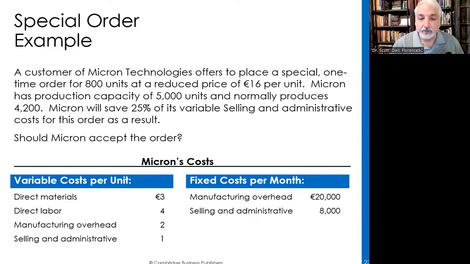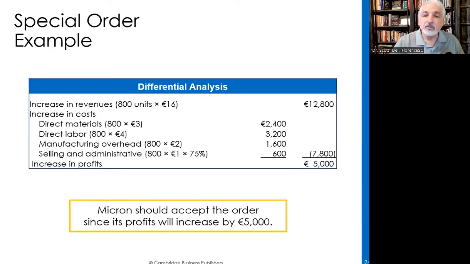So we go back and say materials, labor, overhead, selling and admin. Yep, that's all the same, 10 euros. Same manufacturing overhead, same selling expenses. But what's differential? 800 additional units, that's 16 a unit. There's our additional revenues. And then we have some costs that go up.